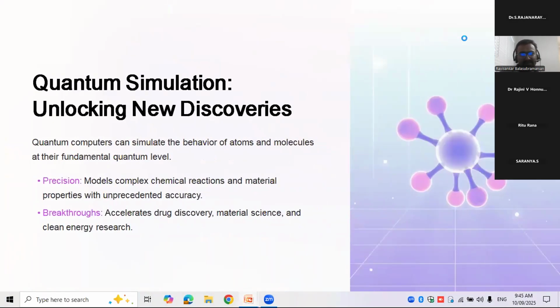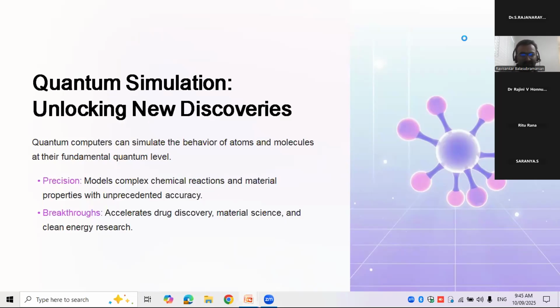Okay, so quantum simulations, unlocking new discoveries. Quantum computers can simulate the behavior of atoms and molecules at their fundamental quantum levels. The precision is that they can model complex chemical reactions and material properties with unprecedented accuracy. The breakthrough here is accelerating drug discovery, material science and clean energy research.